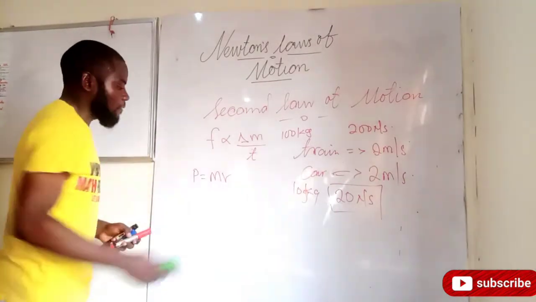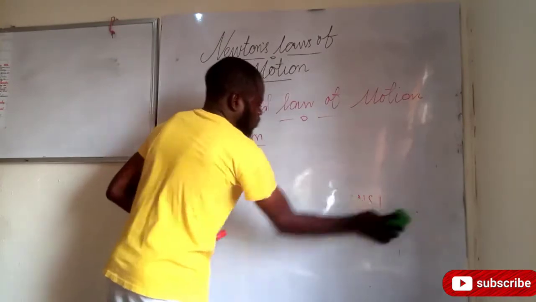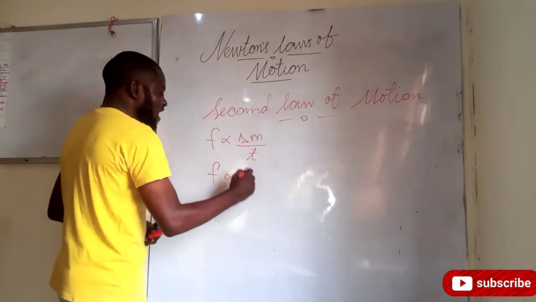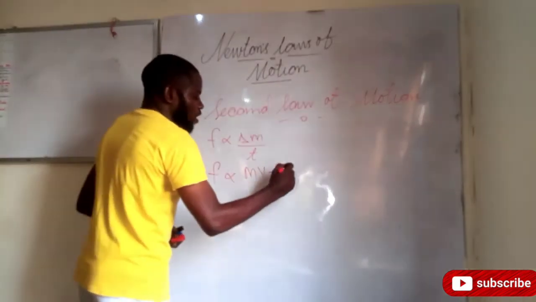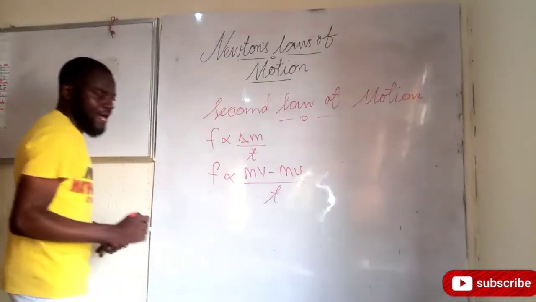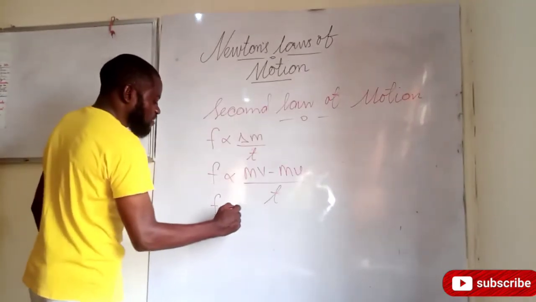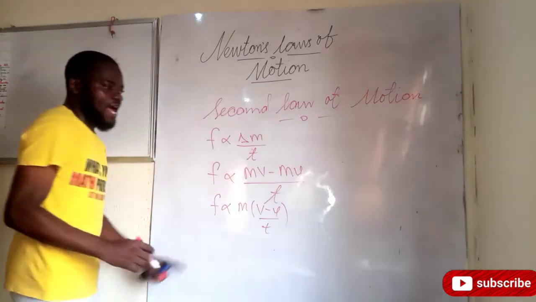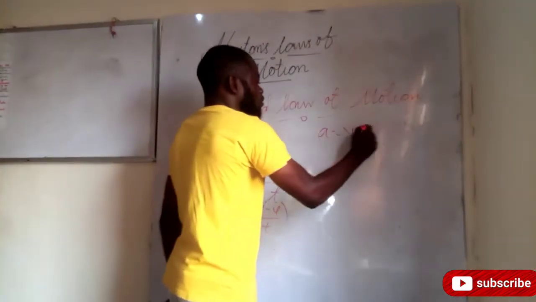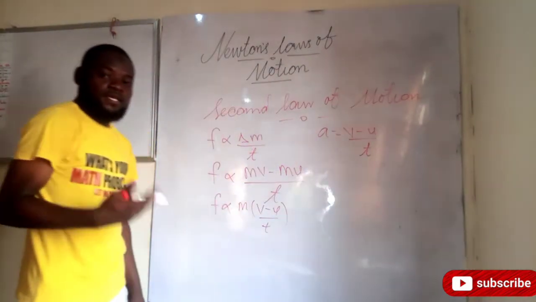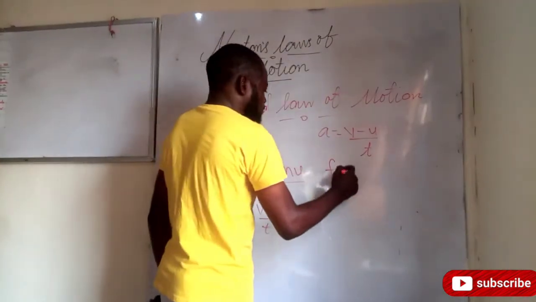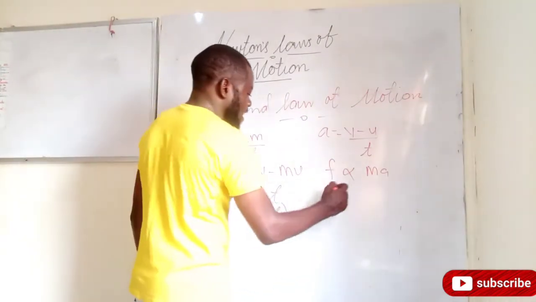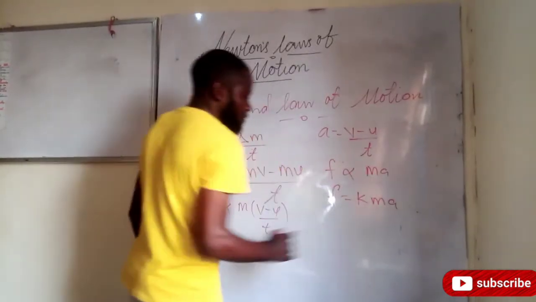So if that should be the case, we can now talk about this law. When you say change in momentum, that simply means final momentum minus initial momentum, divided by time. So we have that F is proportional to m times (v minus u) all over t. And you will agree with me that a is equal to (v minus u) over t, isn't it? So F is proportional to ma. If I remove this proportionality sign, I need a constant k. So F equals kma.